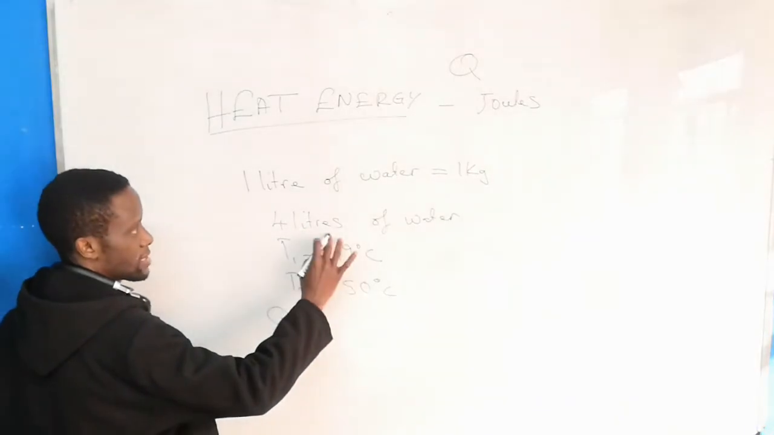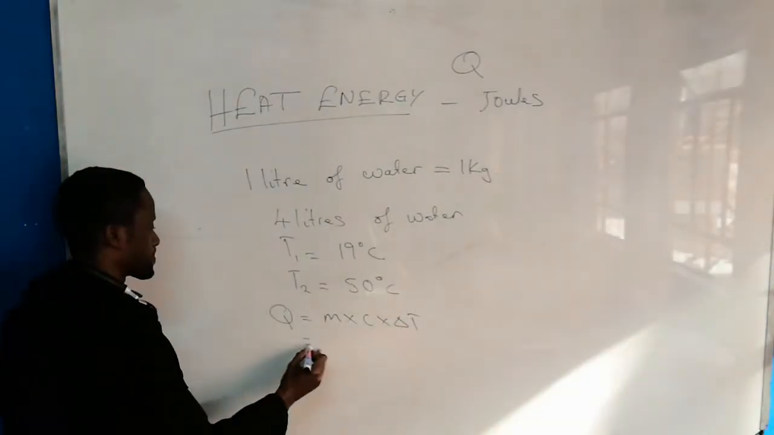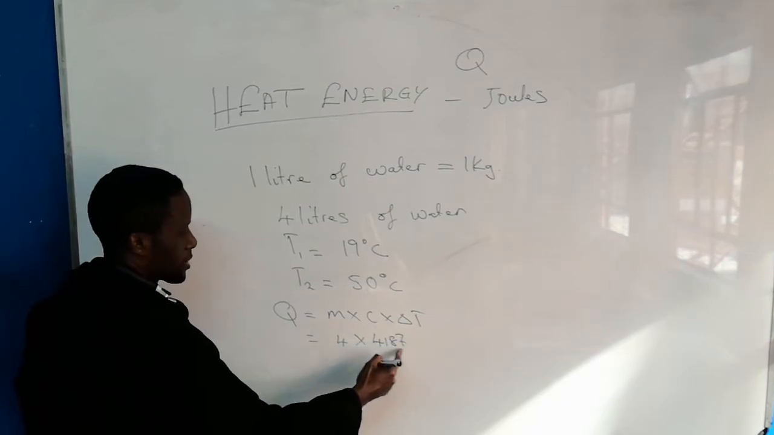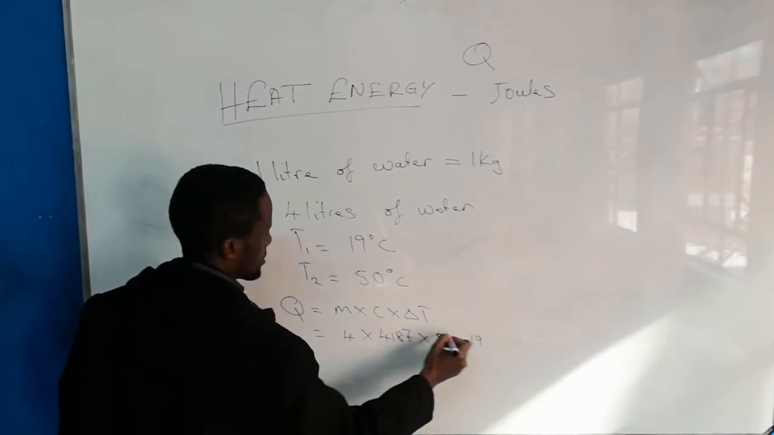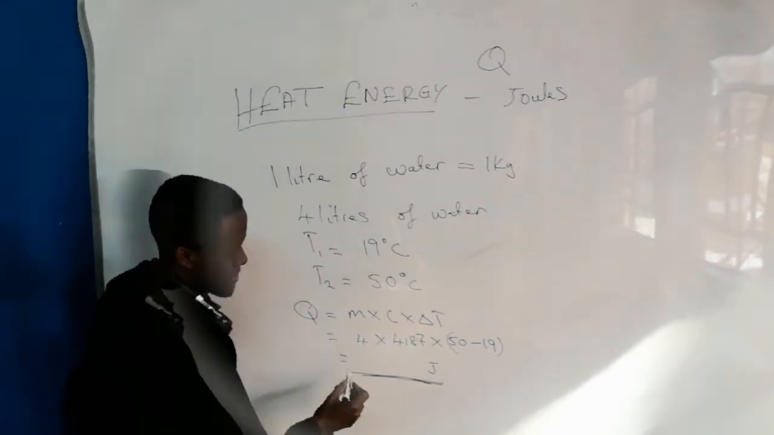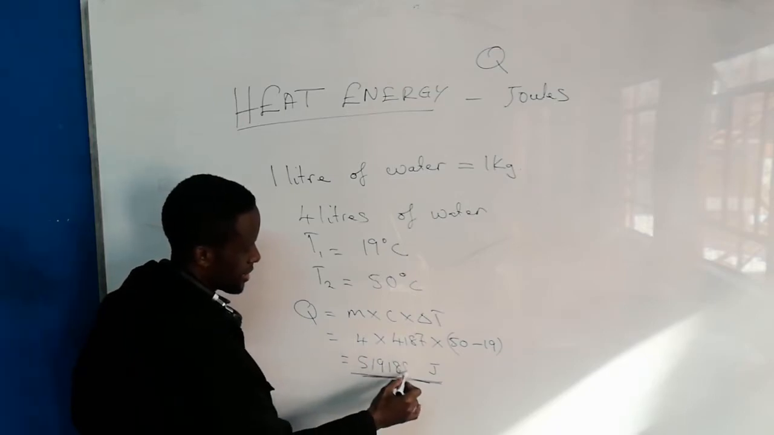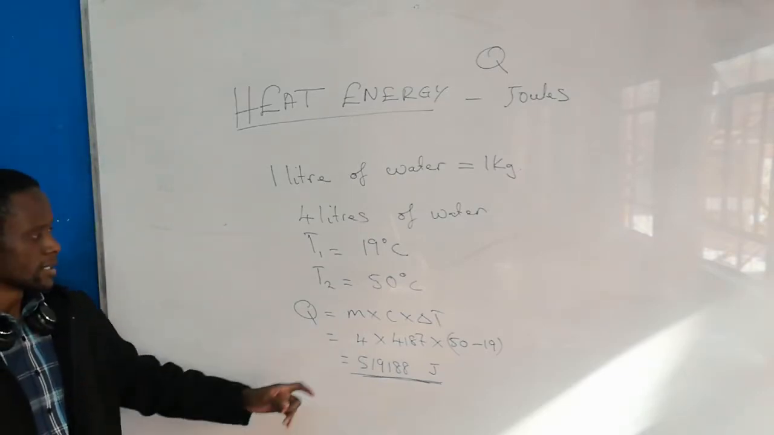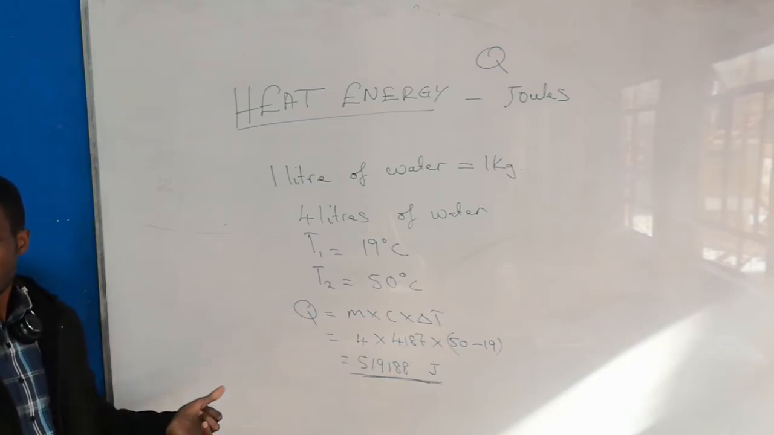Since they mentioned 4 liters, and we know that 1 liter is equal to 1 kg, the mass is 4, times 4187, times the change in temperature, which will just be 50 minus 19. You check on your information page. Then we get our energy in joules: 51 88. There is no comma. Okay, that is the amount of heat energy that is required. Any questions? Makes sense.